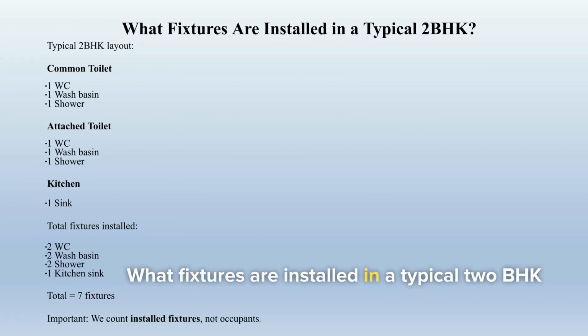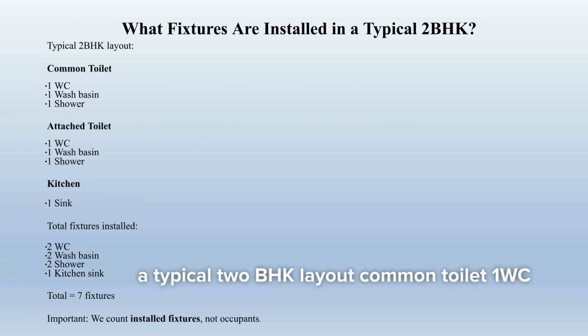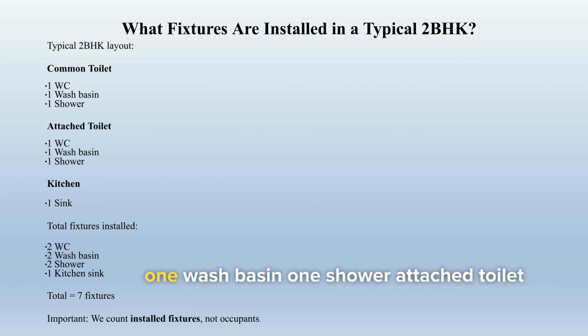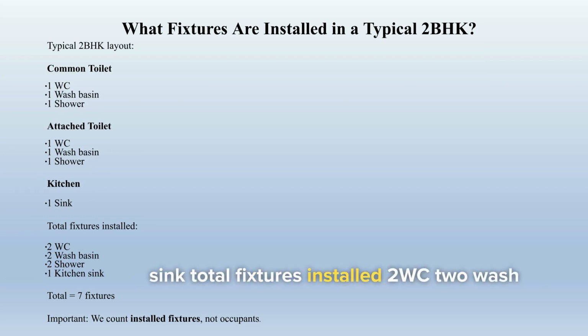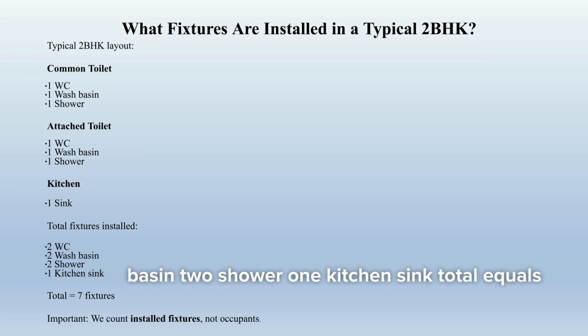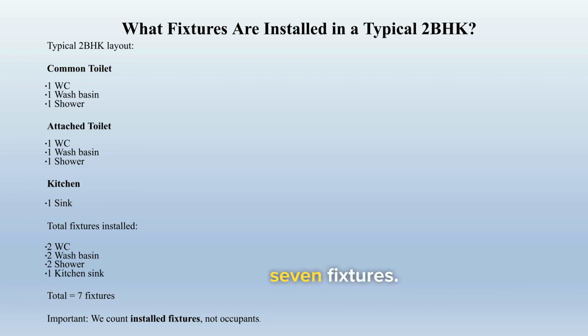What fixtures are installed in a typical 2 BHK? Typical 2 BHK layout: common toilet with 1 WC, 1 wash basin, 1 shower; attached toilet with 1 WC, 1 wash basin, 1 shower; kitchen with 1 sink. Total fixtures installed: 2 WC, 2 wash basins, 2 showers, 1 kitchen sink. Total equals 7 fixtures. Important: we count installed fixtures, not occupants.